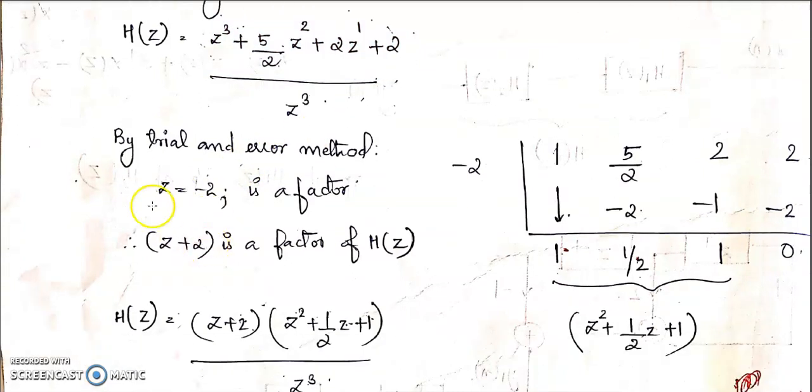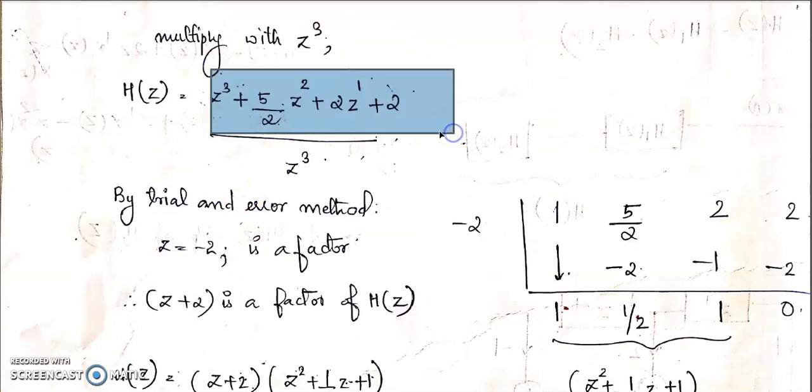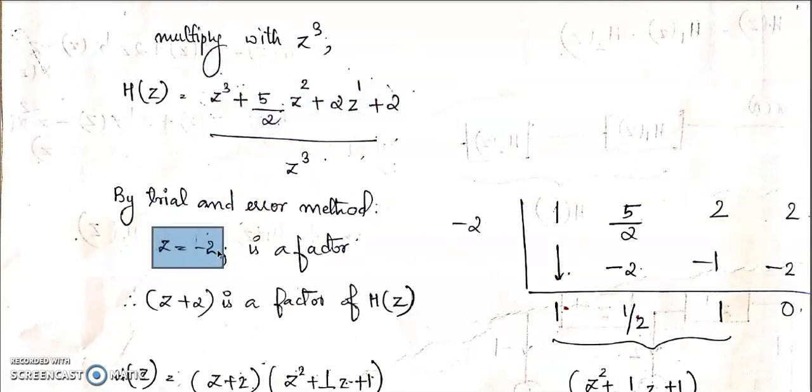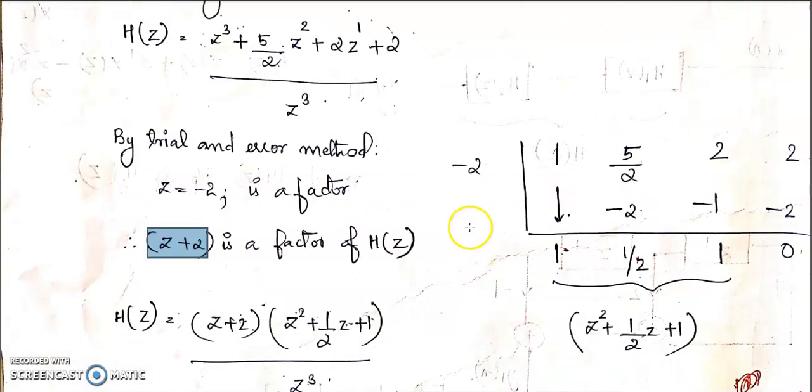Okay, so when we substitute z equal to minus 2, this polynomial becomes 0. So we can say that z equal to minus 2 is a factor. That is one factor. So we can say that z plus 2 is a factor of h of z. One of the factors is computed. So how can we compute the remaining factor?